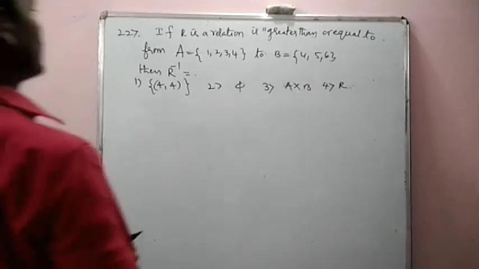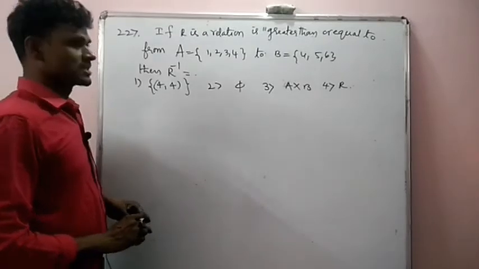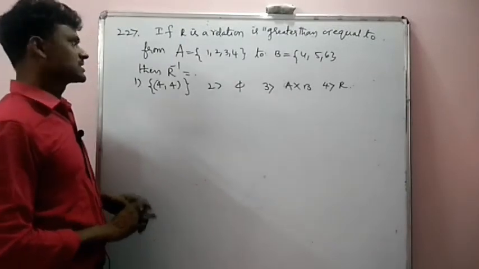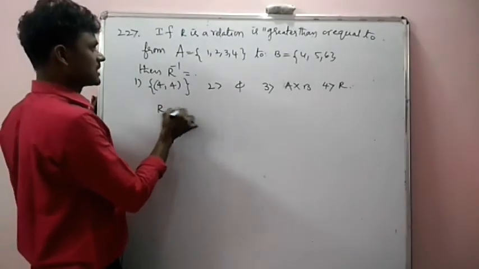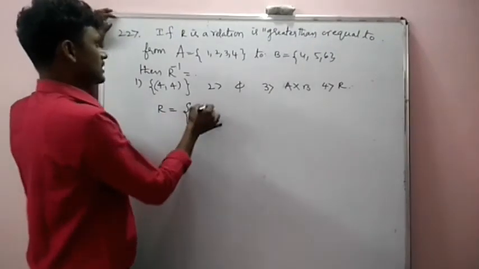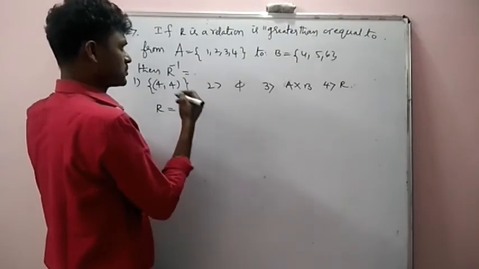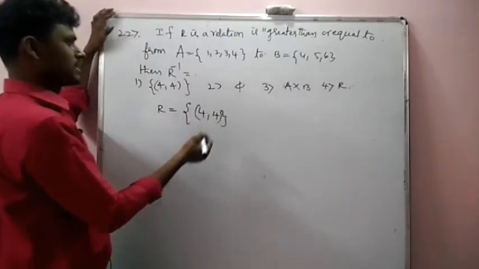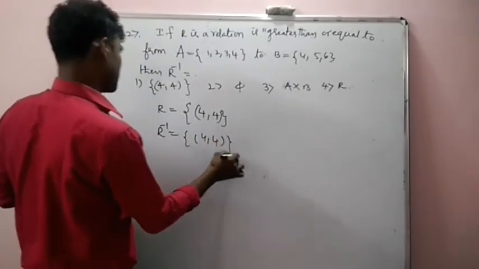Next problem: if R is the relation greater than or equal to from A = {1, 2, 3, 4} to B = {4, 5, 6}, then find R inverse. First we have to write R. R is greater than or equal to. Here 1 is not possible, 2 is also not possible, 3 is not possible, 4 is possible since 4 is greater than or equal to 4. The remaining are not possible. Then R inverse is also the same: the set {(4, 4)}. So option 1.